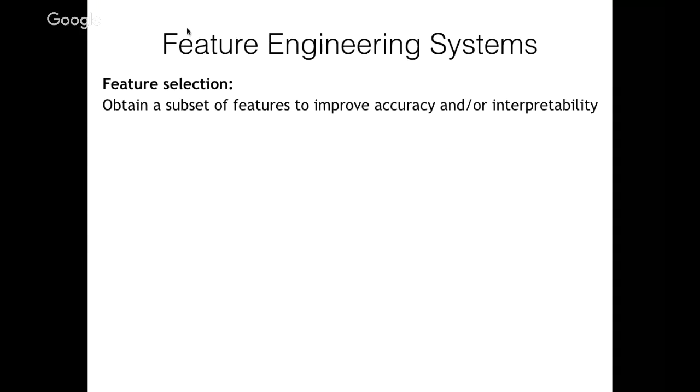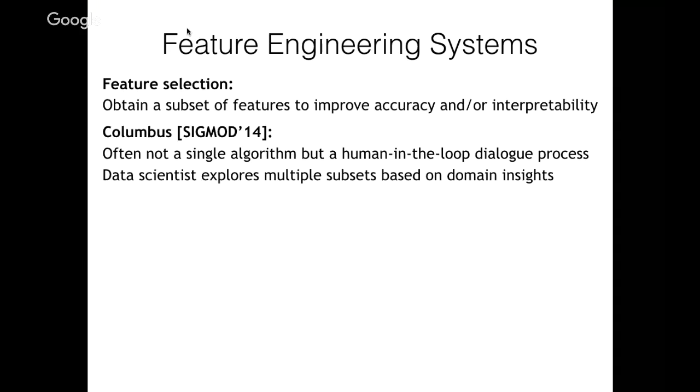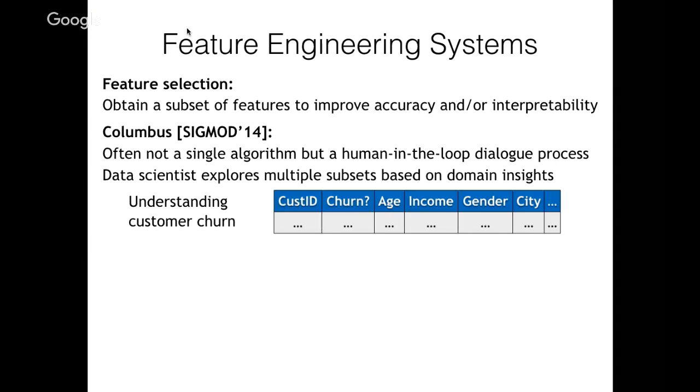So feature selection is one particular task that takes place during feature engineering of structured data, and I'm going to give a more detailed example about this particular operation and what our community can contribute here. In the context of the Columbus project, the authors observed that feature selection in practice is often not a single algorithm, but a human-in-the-loop dialogue process where the data scientist explores different algorithms. And this is primarily because they want to obtain more insights about the data generating process.